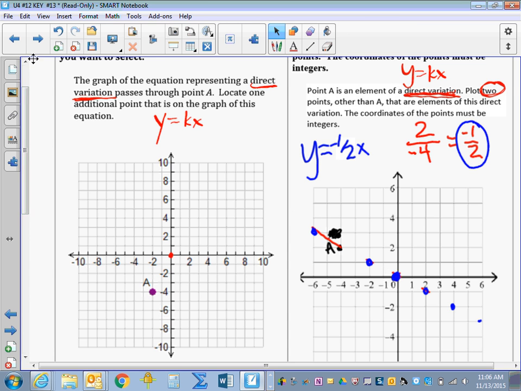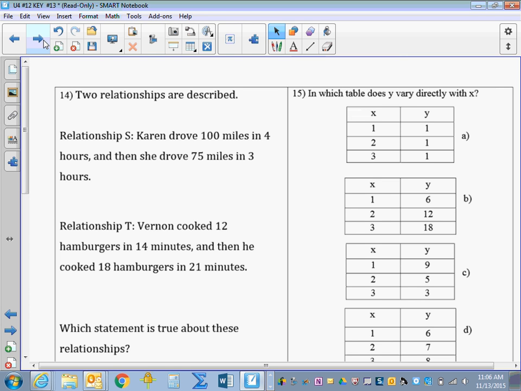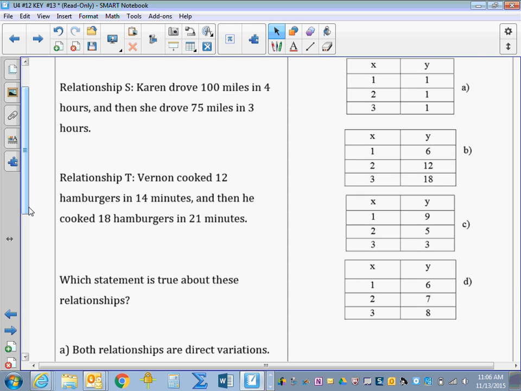Alright, next slide. We're almost done, guys. Alright, number 14 says 2 relationships are described. Just because there's words doesn't mean we should skip it. Relationship S, so our first one. Karen drove 100 miles in 4 hours, and then she drove 75 miles in 3 hours. The other relationship, Vernon cooked 12 hamburgers in 14 minutes, and then he cooked 18 hamburgers in 21 minutes. Maybe he was really hungry.